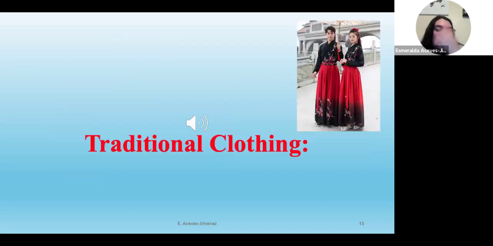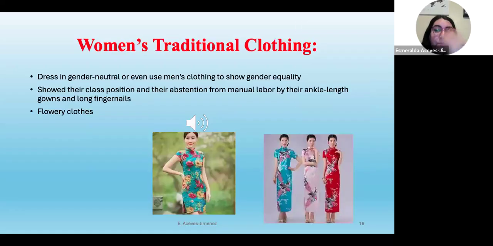Now, traditional clothing, I'll go into both men and women. Women's traditional clothing consists of dressing in gender neutral or even using men's clothing to show gender equality. Women usually show their class position and their abstention from manual labor by their ankle-length gowns and long fingernails. And as well, the Chinese culture for women has a lot of what is known as flowery clothes.